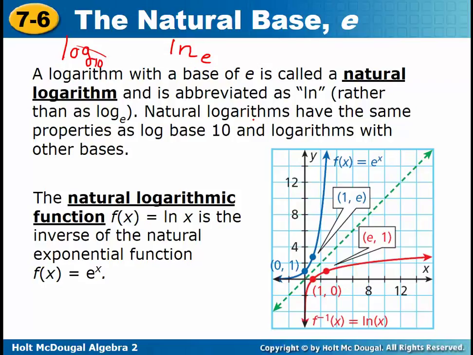So this is base 10, this is base e, but we don't write the bases on those two special ones. They have the same properties as other logs that we've worked with. It's just that they're special logs with a special base. The natural log is the inverse of the exponential function e to the x. If you graph both of them, they will be symmetric about the line y equals x, and they are inverses of each other. Just like we learned in a previous section, the inverse of an exponential is a log, and the inverse of a log is an exponential function.